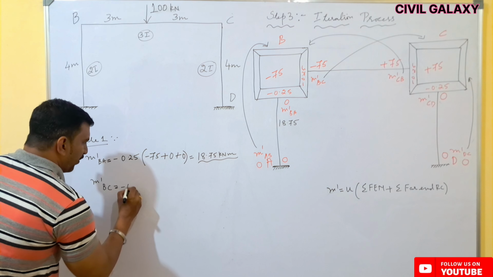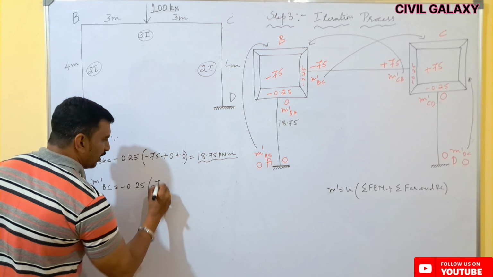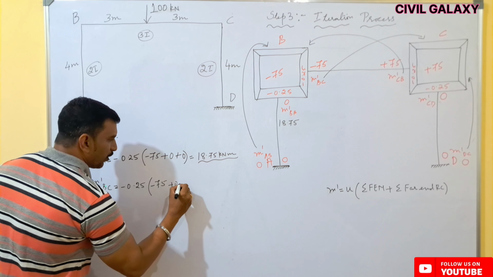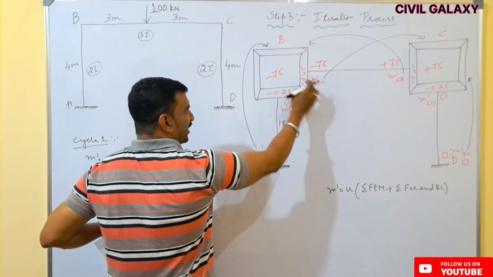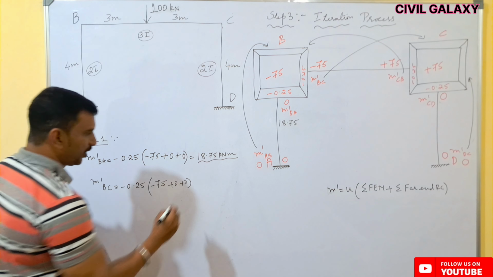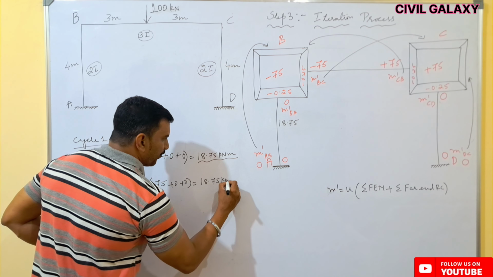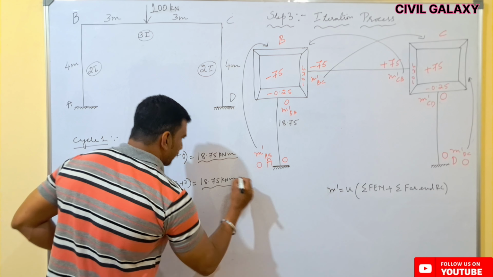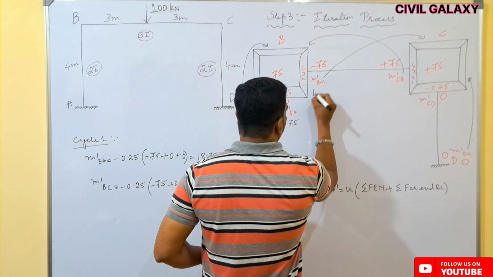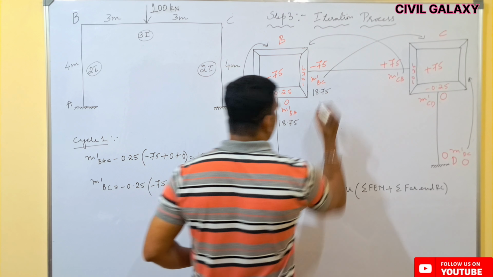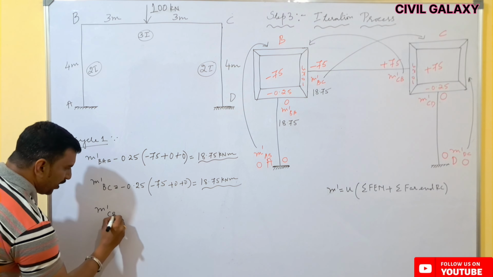See, the value remains same for the first cycle, minus 75 plus 0 plus 0, because the rotation factor here is also minus 0.25. So everything remains same. The value will be equal to 18.75 kilonewton meters. So this value over here we have to write here, which is 18.75. So next, m dash CB.